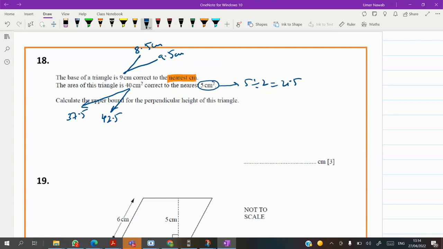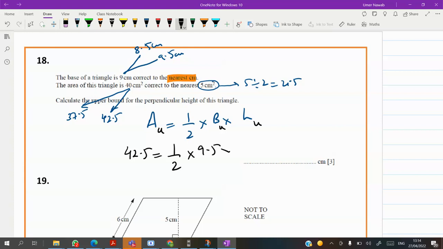Now we want to find the upper bound for the height. What is the formula? Area is equal to half times base times height. So upper area, upper base, upper height. Area upper, 42.5, is equal to 1 over 2 times base upper, which is 9.5. We want to find the height upper. Send the things to the other side: 42.5 times 2 divided by 9.5. That is the upper height.